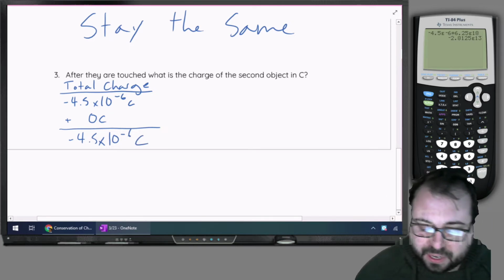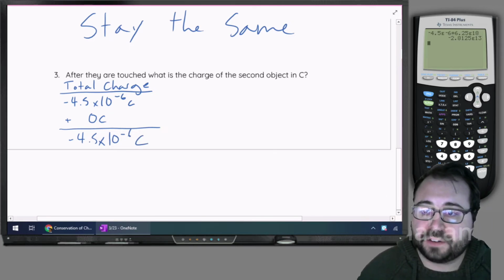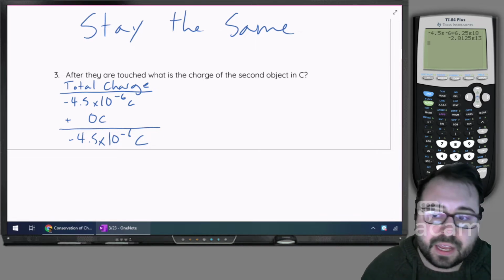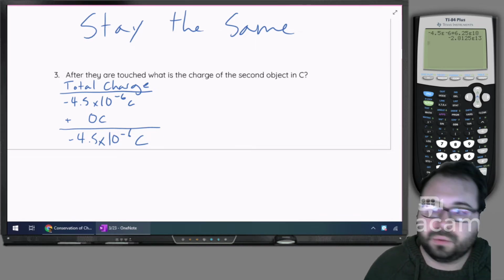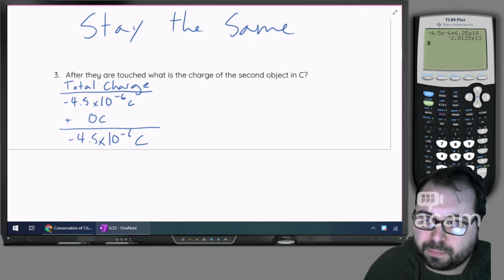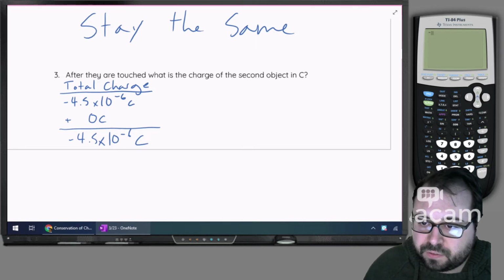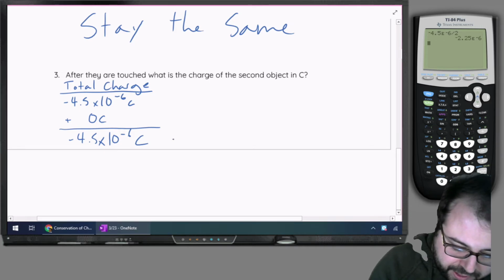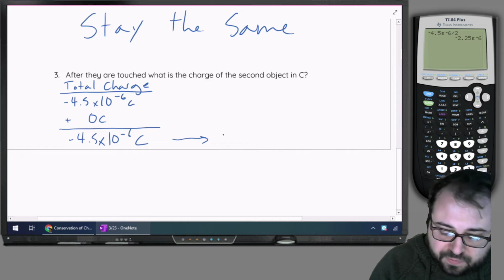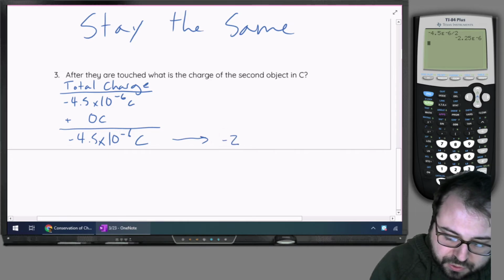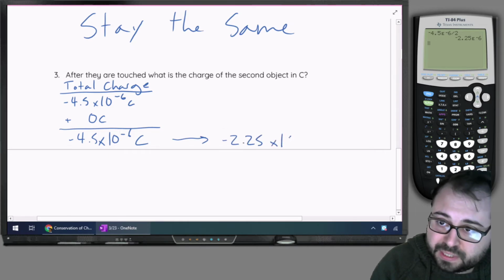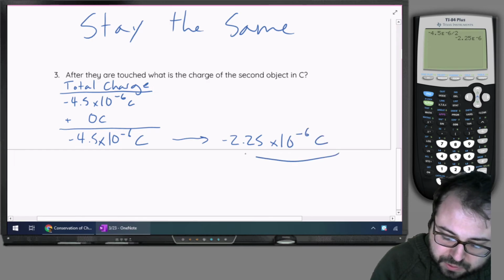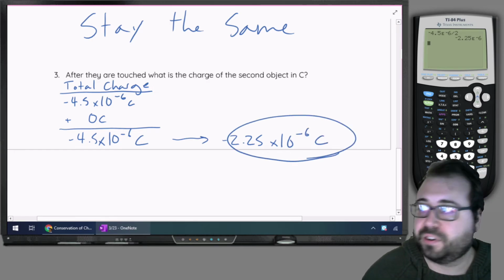So what's going to happen here is this is going to spread out onto both objects. All I have to do is divide this into two separate objects, so we're just going to divide our number by 2. So let's do negative 4.5 times 10 to the minus 6th divided by 2. Then we end up with our final answer of negative 2.25 times 10 to the minus 6th coulombs on both objects after they're touched.